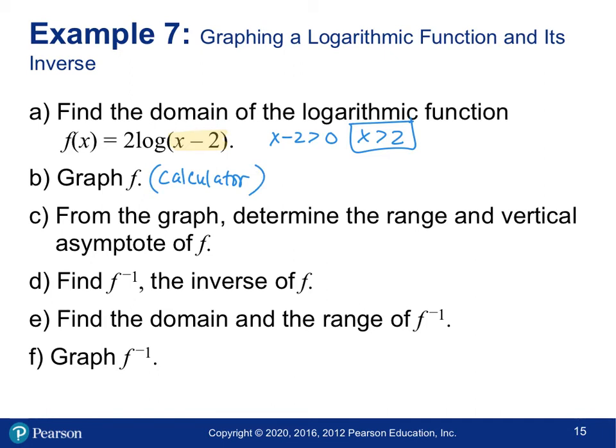From the graph, determine the range and vertical asymptote. So the range, if you're looking at the picture, is all real numbers. I should have written the word range first, but that's okay. The vertical asymptote is x equal to 2. You'll notice it's very similar to the one we just did.